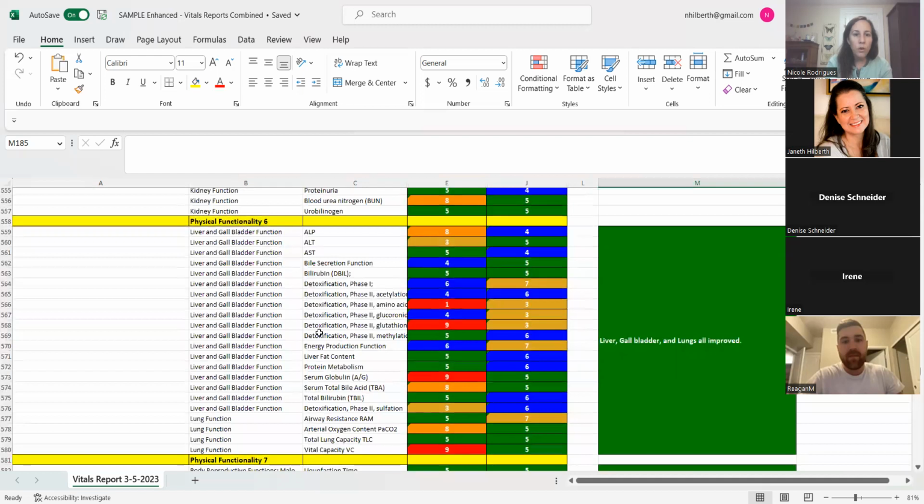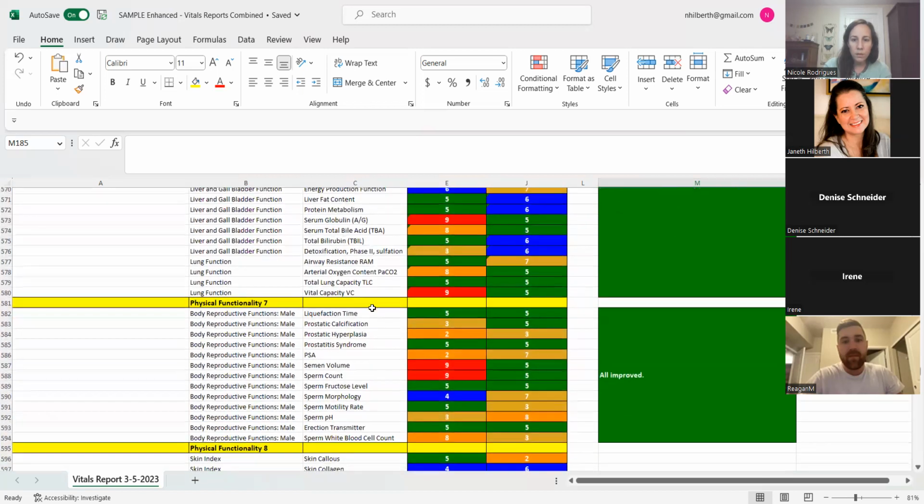Okay, so liver and gallbladder, they greatly improved overall. The gallbladder, like some of these detox markers here for liver and gallbladder, I could tell were an issue. The glutathione here for the detox phase 2 is related to his gut health. And then also this methylation phase was in and out, and that is related to the MTHFR.